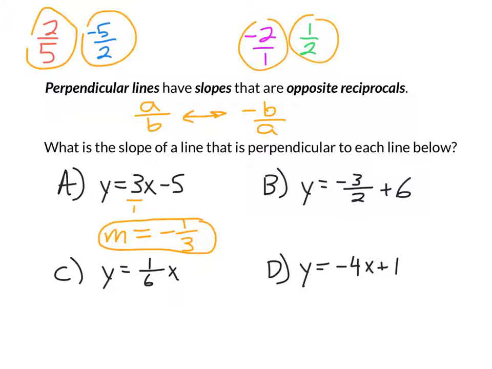In example B, we're going to do the same thing. Take the reciprocal and change the sign, the opposite reciprocal. So negative 3 over 2 becomes positive 2 over 3.